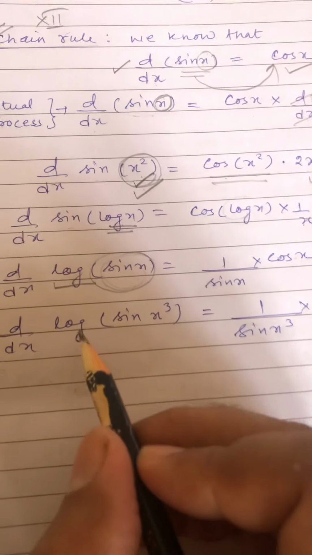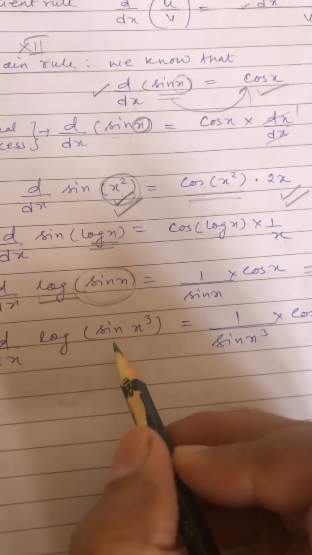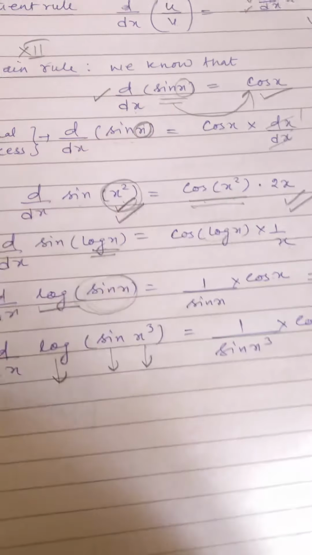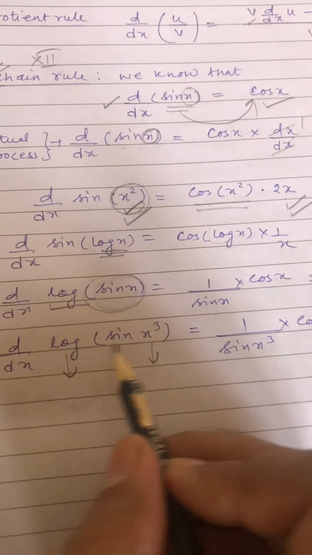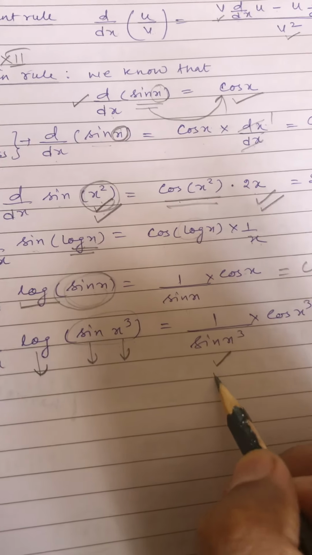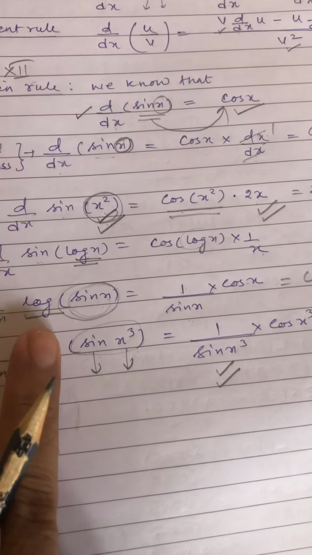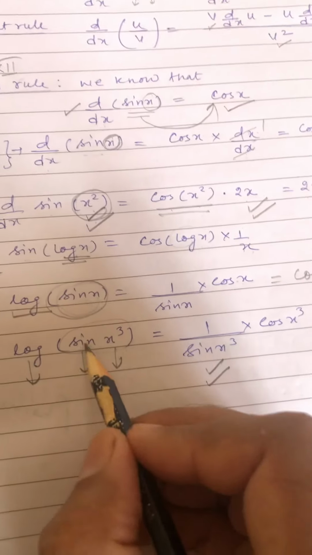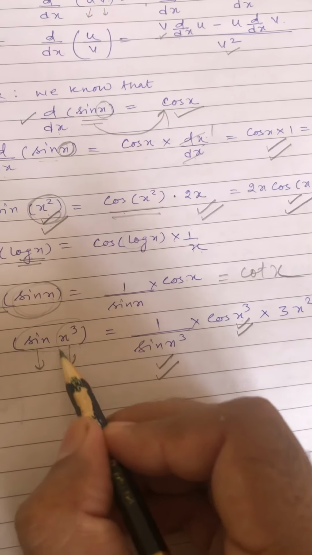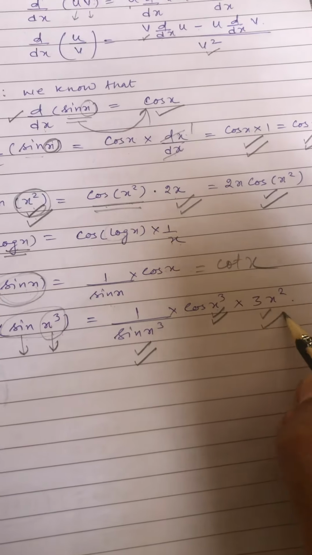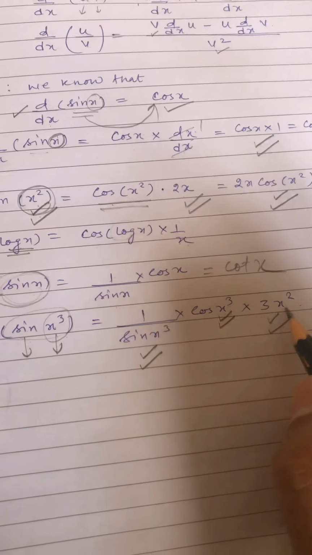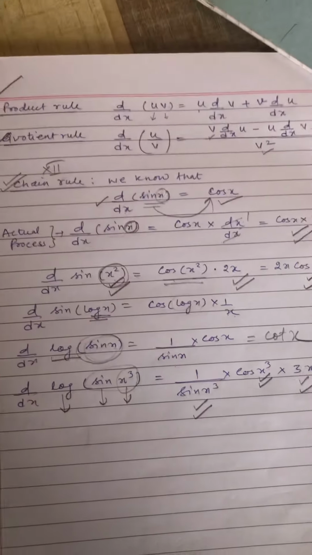Now suppose we have log of sin x cube. Now three terms are there: log, sin, and then x cube. So how to differentiate? Log, this will act as x now. Log x is 1 by x, so 1 upon sin x cube. Then we will hide this. Then comes sin of x cube. Sin of x cube will be cos of x cube. And then we will differentiate x cube also, that is 3x square. So what is the final answer? Cos x cube upon sin x cube into 3x square. So this is called the chain rule.